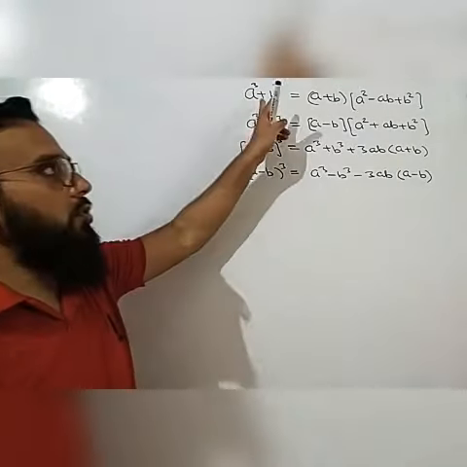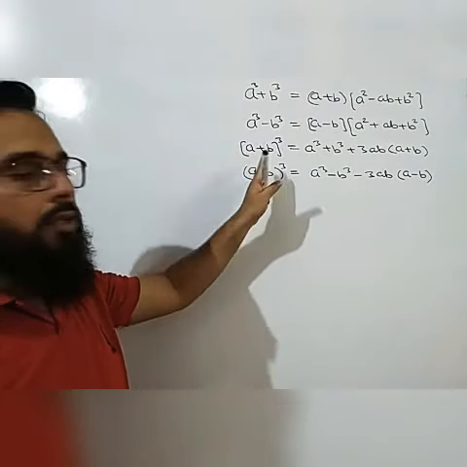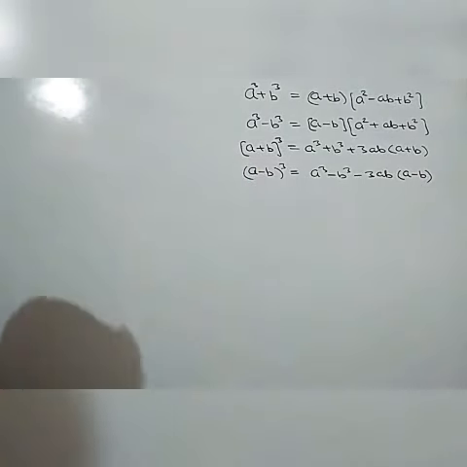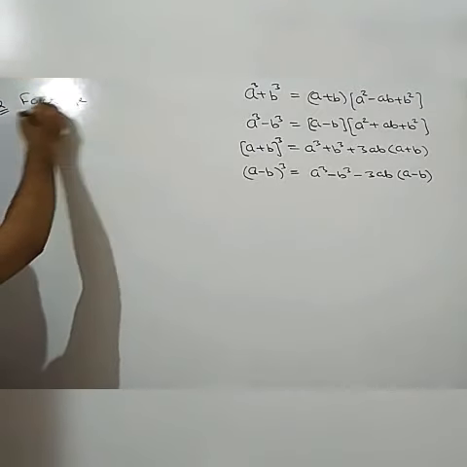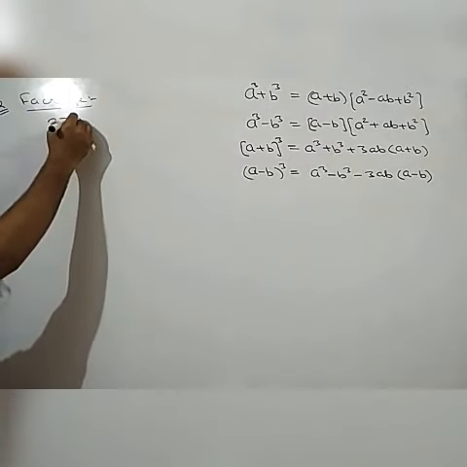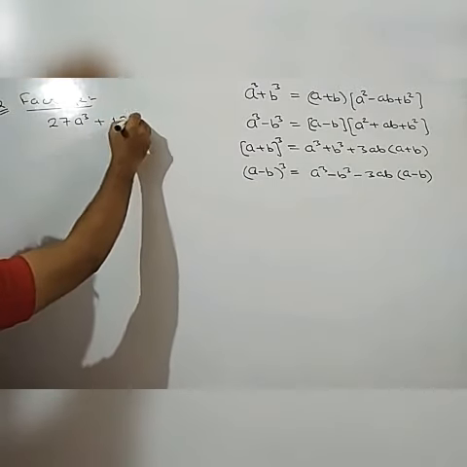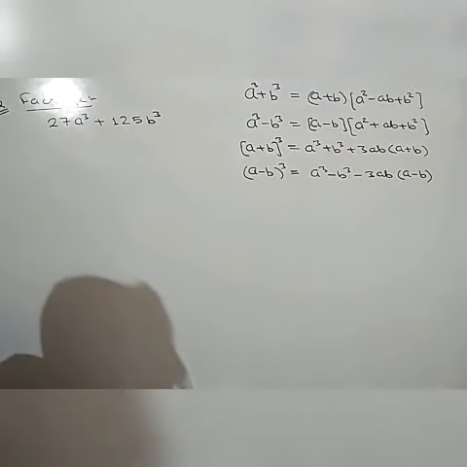Either it will be a sum of cubes or a difference of cubes, or a whole cube of a sum or a whole cube of a difference. So let us start with the questions. Suppose the first question: we have to factorize the term 27a cube plus 125b cube.